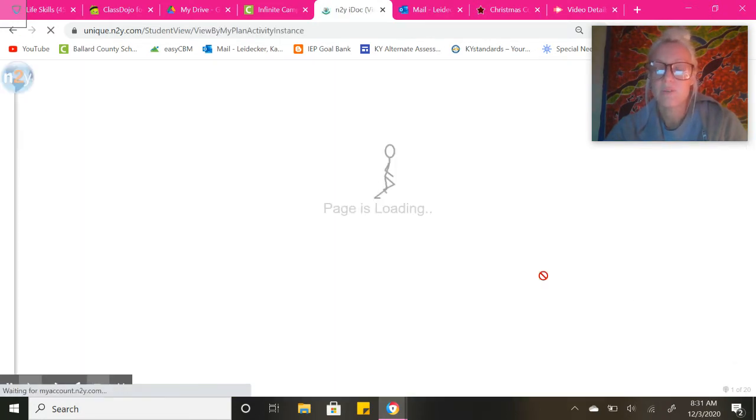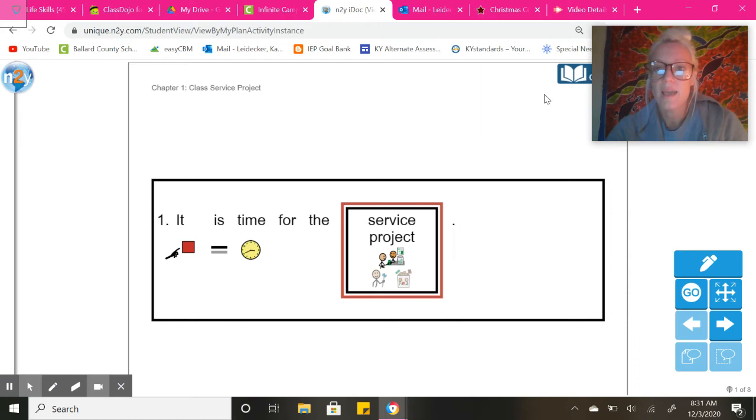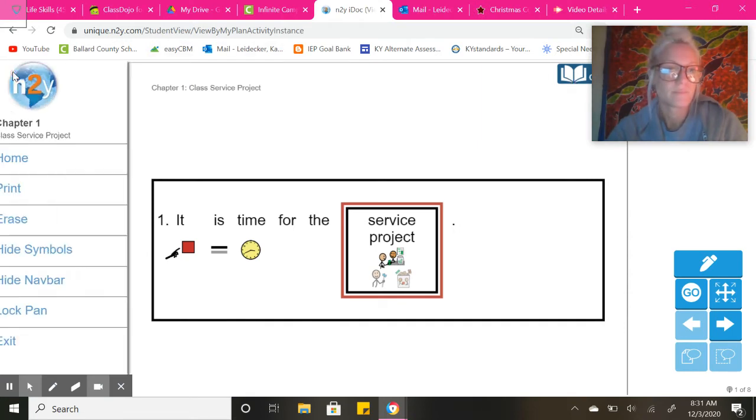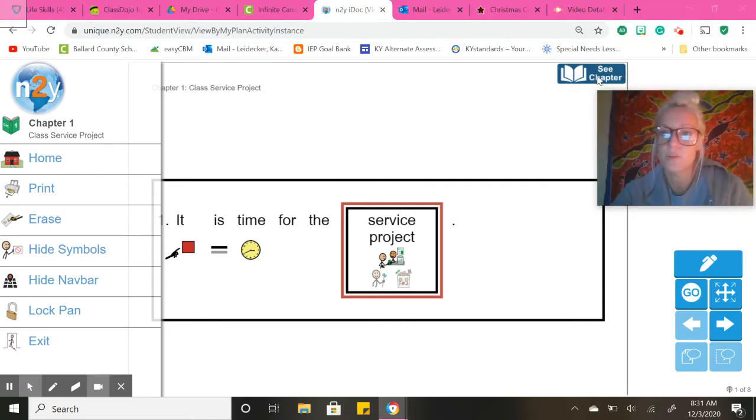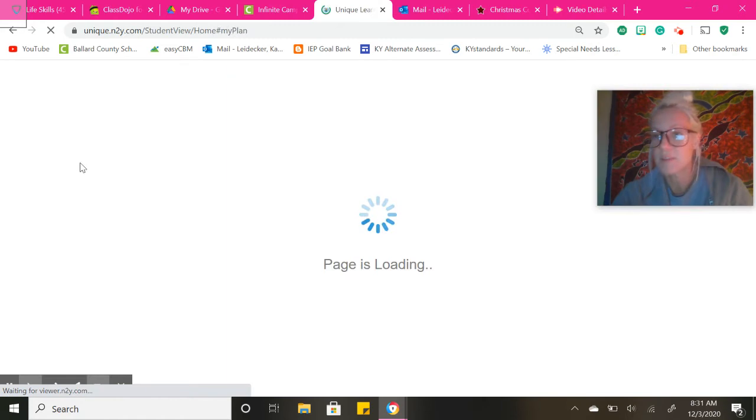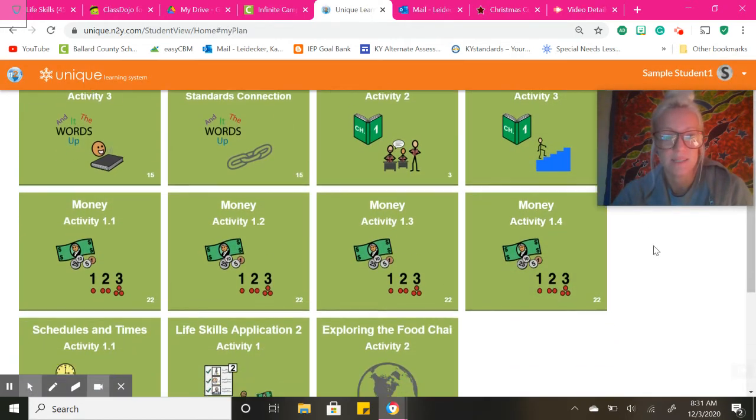And remember that you can click on that little box up high and it will take you to that chapter reading, okay? Click this little blue box right here and it'll take you to the chapter so you're not flipping back and forth between boxes.